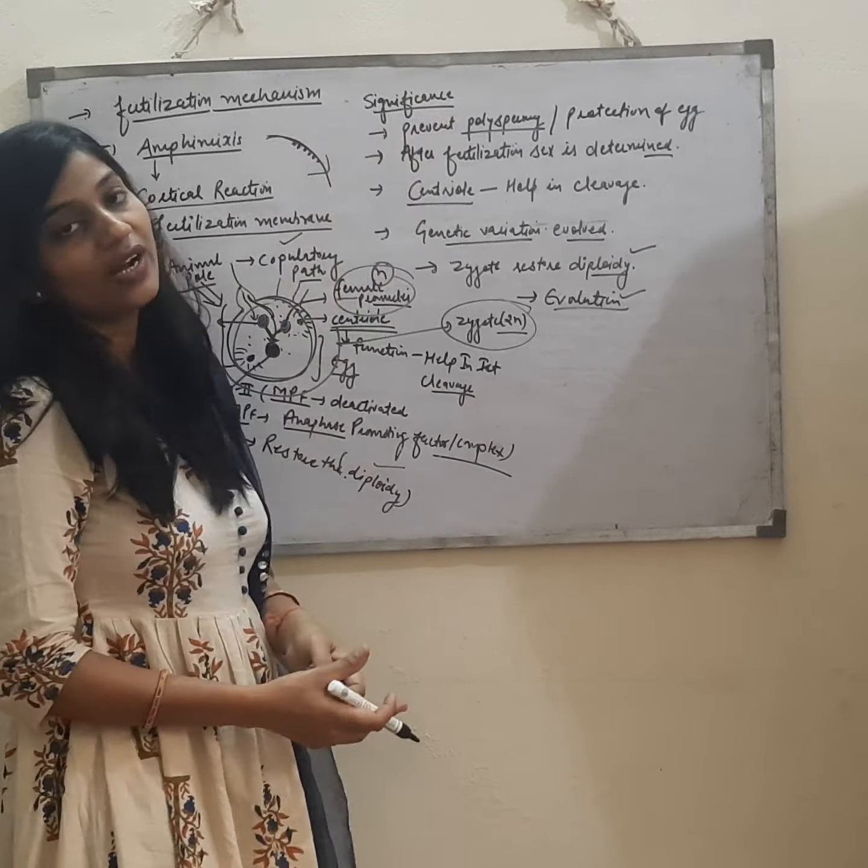Genetic variations also evolve because this one is haploid, this one is haploid. When both the haploids from the maternal and the paternal origin combine with each other, then new variations also evolve. The zygote restores the diploidy. Also some kind of evolutionary changes are observed. So this one is about the significance, and this one is the complete mechanism of the fertilization.